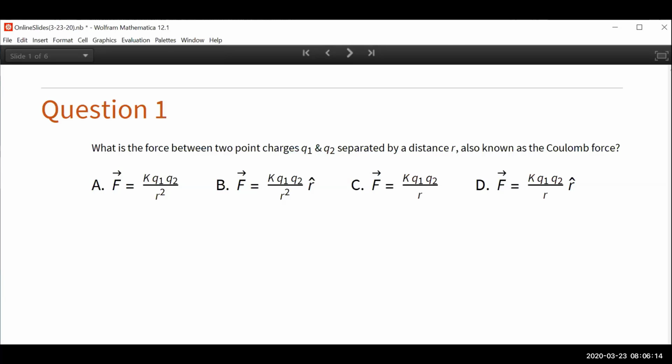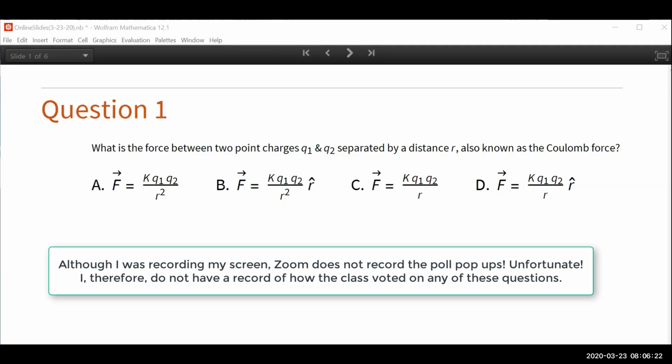And let me figure out how to launch the poll. It should... all right, there we go. So the polls will all be of the same format. You will always get the same question, which of the following is correct? And you should be able to see the question on your screen.